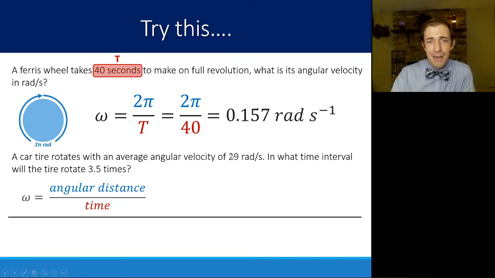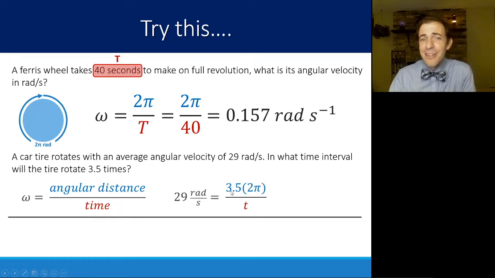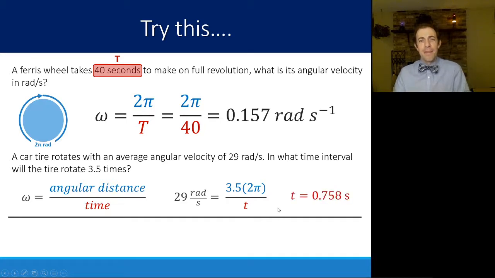And I am given an angular velocity here, 29 radians per second. I'm going to plug that in for omega. And then my angular distance is 3.5 revolutions times 2 pi for one revolution. That is a number in radians. That's my total radians divided by the time. Then I just need to solve for time. Time is 0.758 seconds.